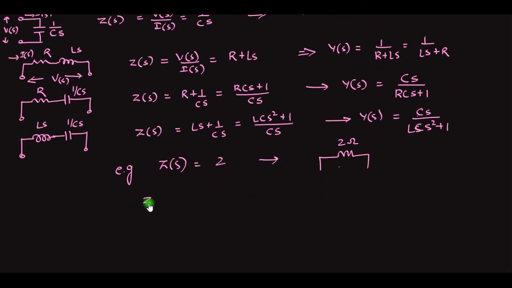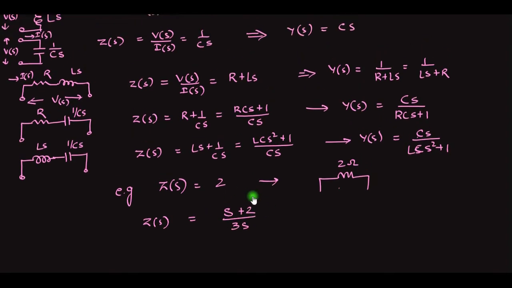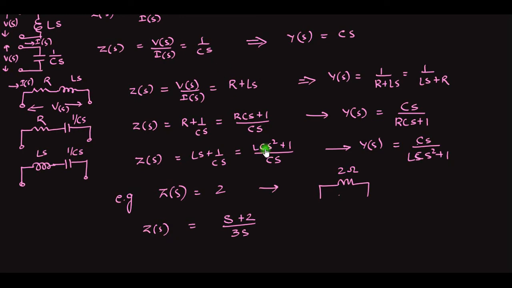Similarly, say we are provided Zs equal to (S plus 2) divided by 3S, and we are required to synthesize this. Then we will compare this network function with the given forms. As it is a Zs, we will compare it with these, and we come to the conclusion that it must be a series combination of an RC network. Now resolving it into this form will give us the values of R and C.